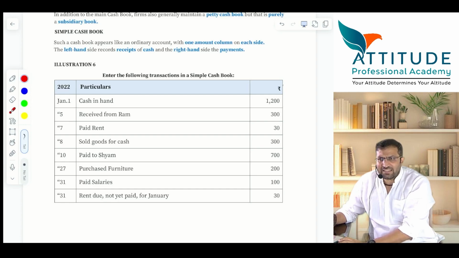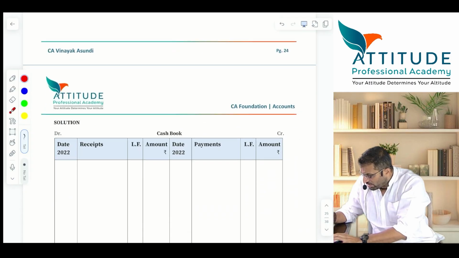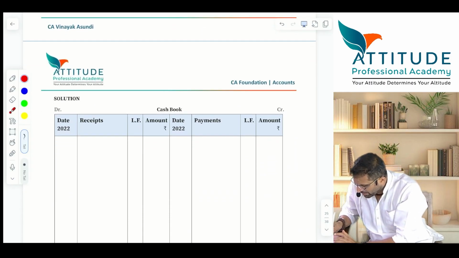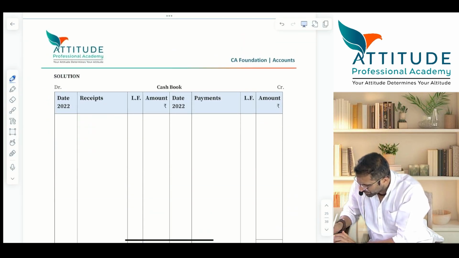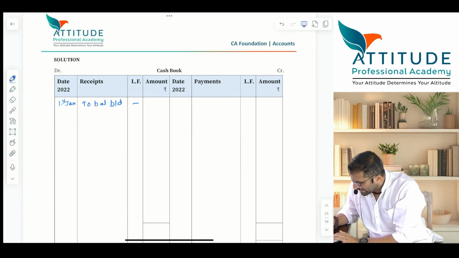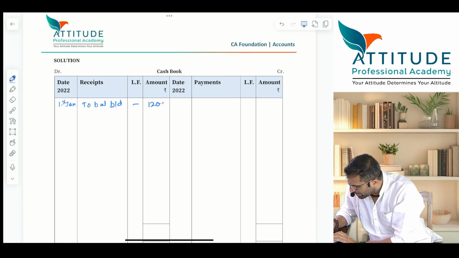Cash is an asset. Asset will always show what balance? Debit balance. So look at that cash book. You have to put the date here. 1st Jan. On the receipt side, to balance brought down. Amount kitna hai? 1200 is the amount. Is that clear?